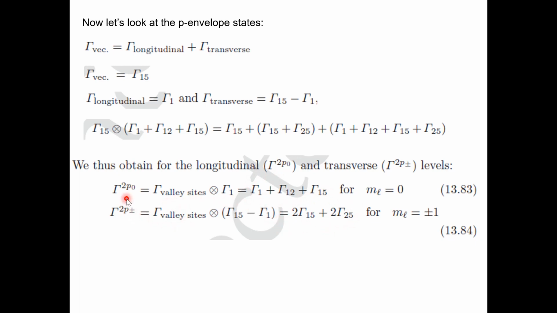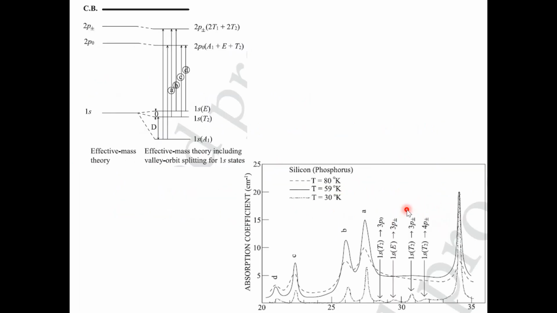So for the 2p plus or minus, we have to do this direct product, and this is going to give me four threefold degenerate states, 2 of the gamma 1 5 type and 2 of the gamma 2 5 symmetry. This is what we call the gamma 2p plus or minus states.